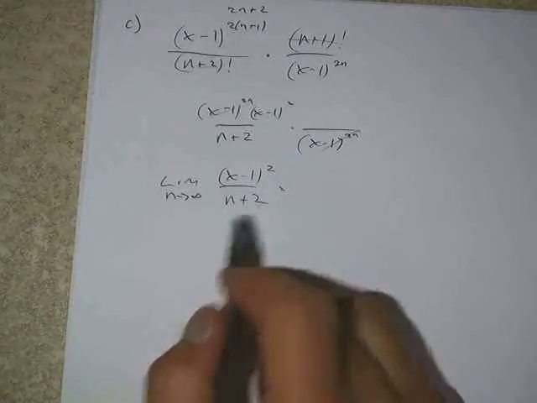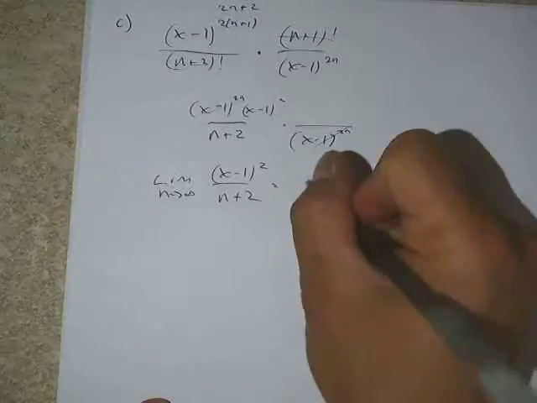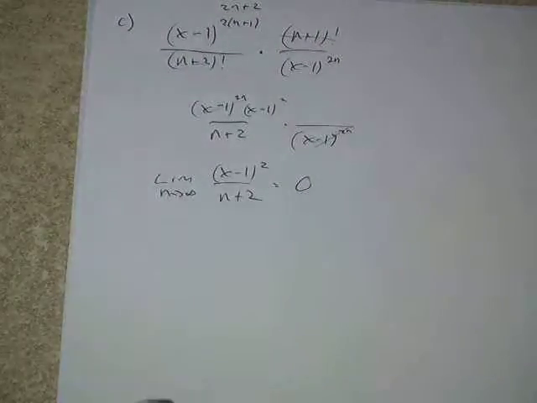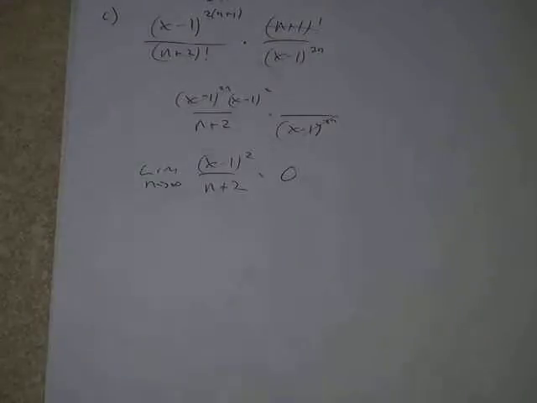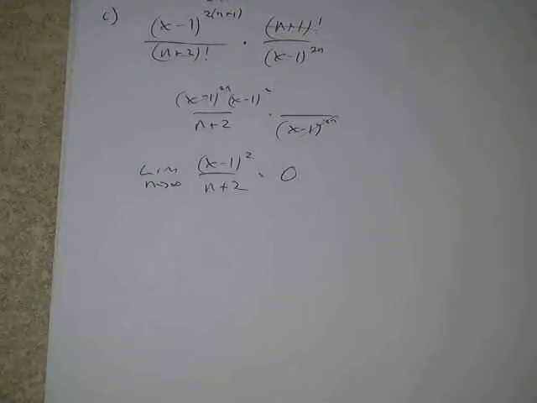And on top here, if I go ahead and do that, I'm going to have (x minus 1) to the 2n plus 2. And keep in mind that's (x minus 1) to the 2n, (x minus 1) to the 2. And then over here we have (x minus 1) to the 2n still, which ultimately those and those would be gone. So with that we'd have (x minus 1) squared over n plus 2.